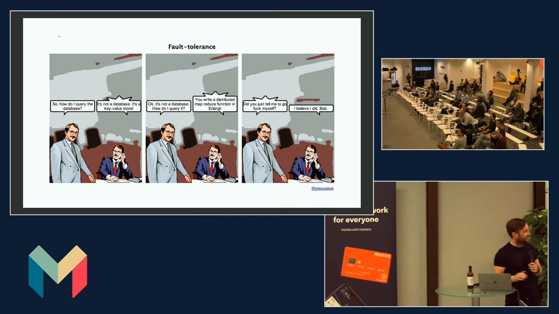So, classic cartoon here. When people ask me how you should query it, this is the response: you write a distributed MapReduce function in Erlang. And this cartoon's been around for years. It's still one of my favorites. Because this is basically what people say when I'm saying, oh yeah, you need to denormalize your data and you should do it this way and it'd be great. They're like, why would you do that? That makes literally no sense.